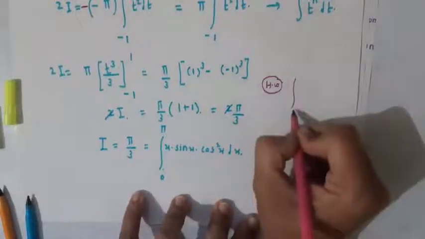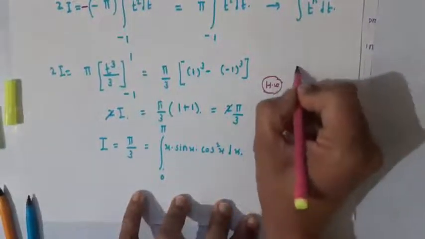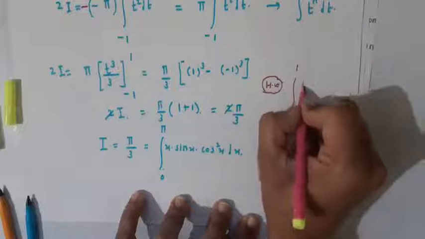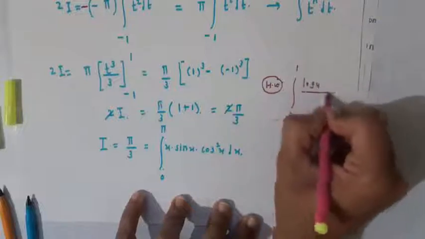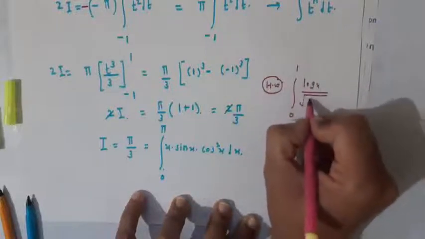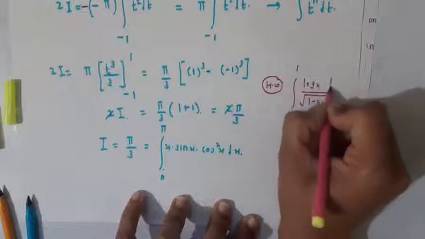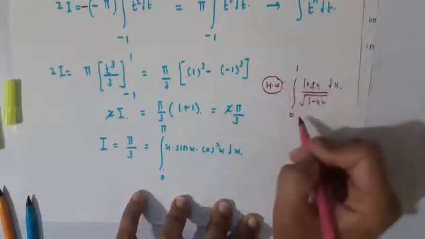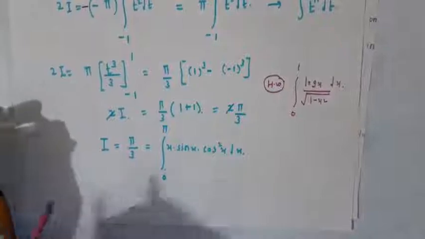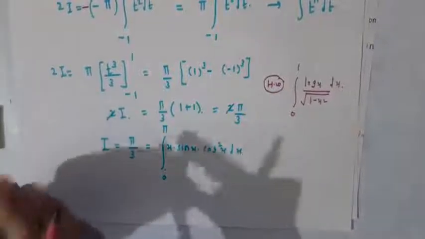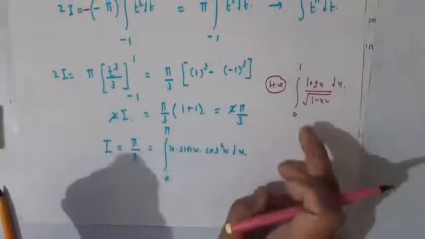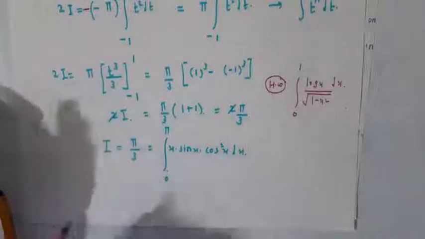Evaluate limit integration 0 to 1 log of x upon square root of 1 minus x square with respect to x. Students, please solve this problem. Try to solve it. If you have difficulty to solve the problem, then please share the problem with me.